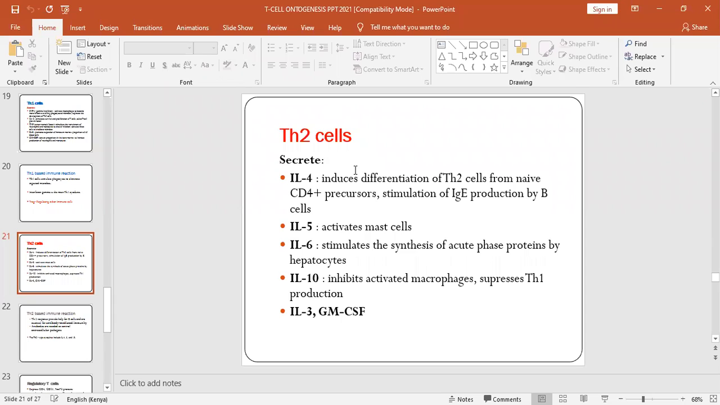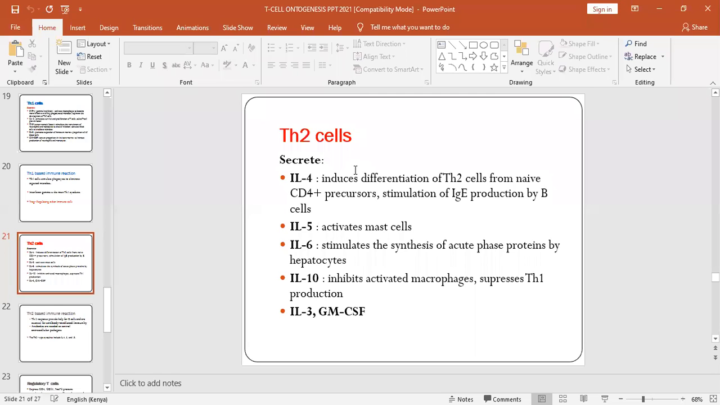Now, this also secretes interleukin 5, which activates the mast cells. So without the interleukin 5, you may not have an expedited or quick inflammatory response, because mast cells are part of the innate immune response towards injury or infection. Once these mast cells are activated, they release what we call histamine, and histamine causes vasodilation, and finally there is migration of cells from the blood to the site of infection or injury because of that release of histamine.